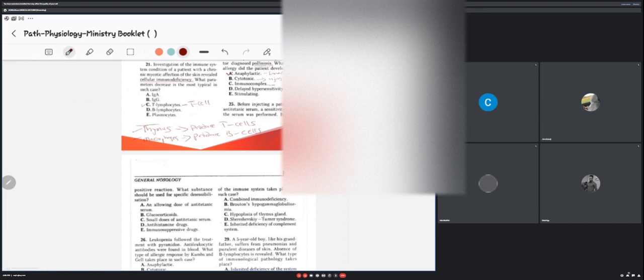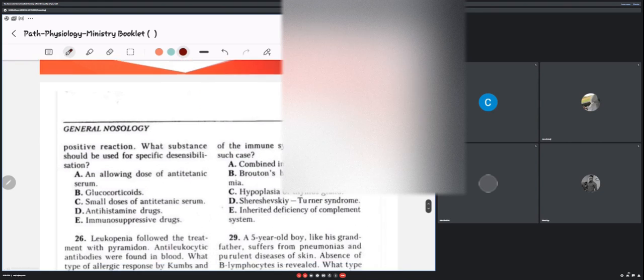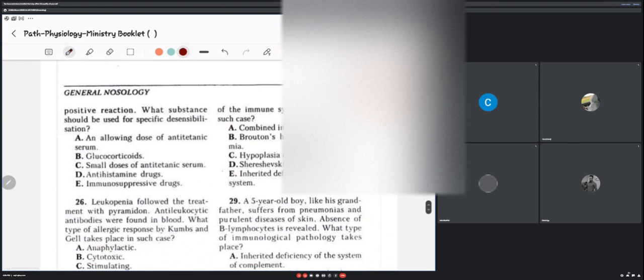So what substance should be used for specific desensibilization? It should be the low doses of that antitetanus that should be given, and not the actual dose or the higher dose. They're trying to desensibilize the reaction itself. So the dose is given in very little quantity, rather than trying to give the actual dose, the complete dose, I mean, all at once. So that's what this question is trying to ask here. In this case, we'll look at the small doses of anti-tetanic serum being given to desensitize.